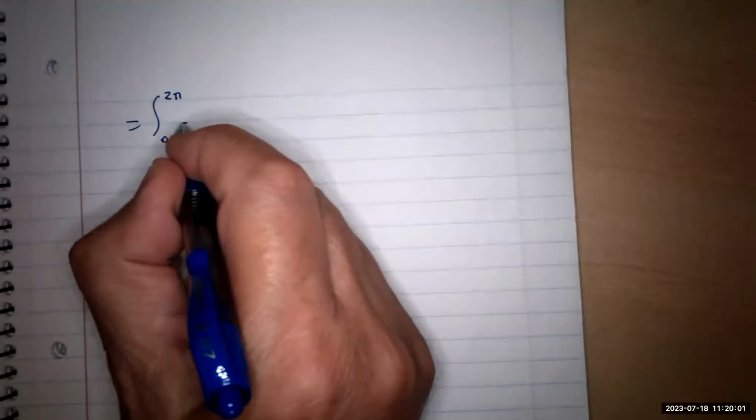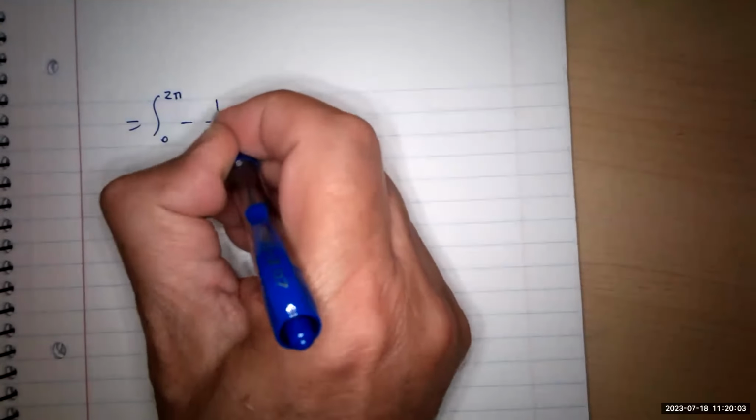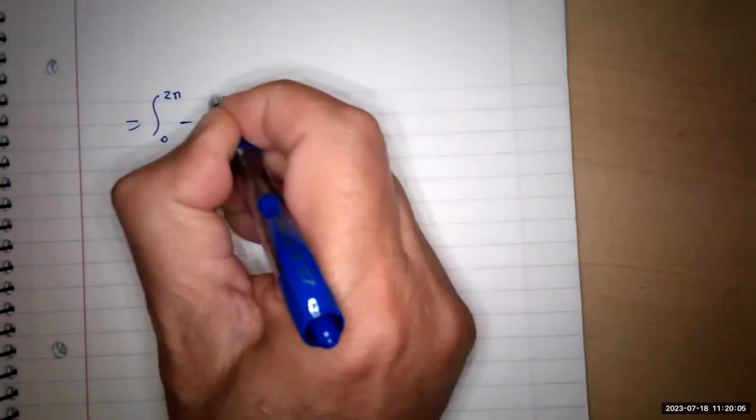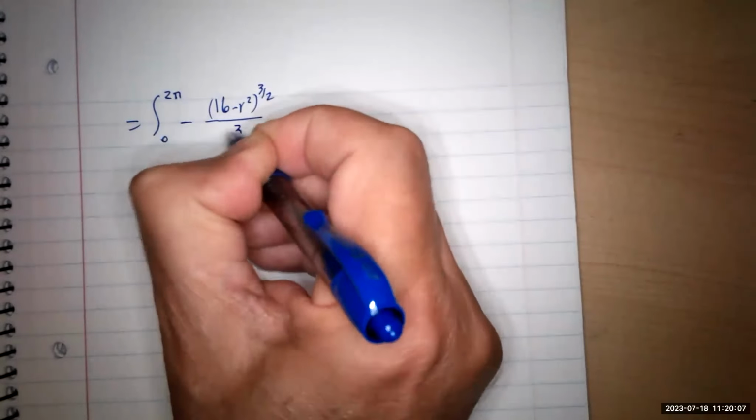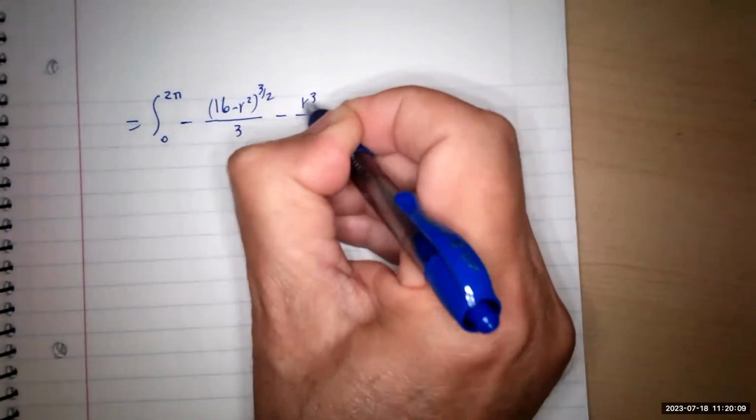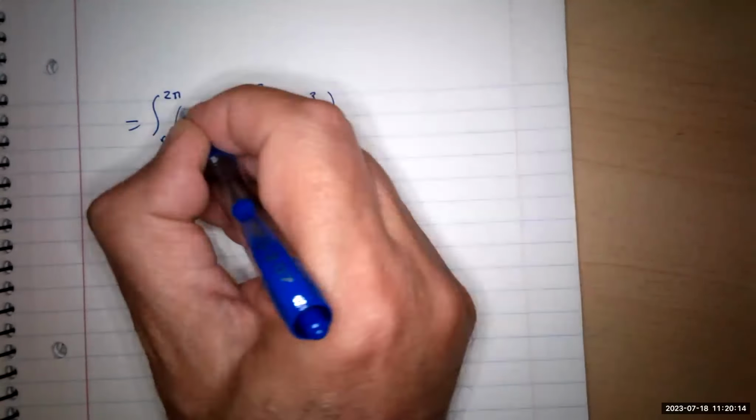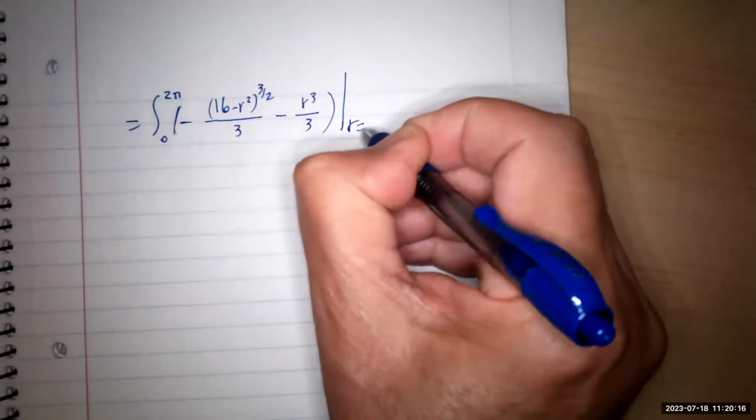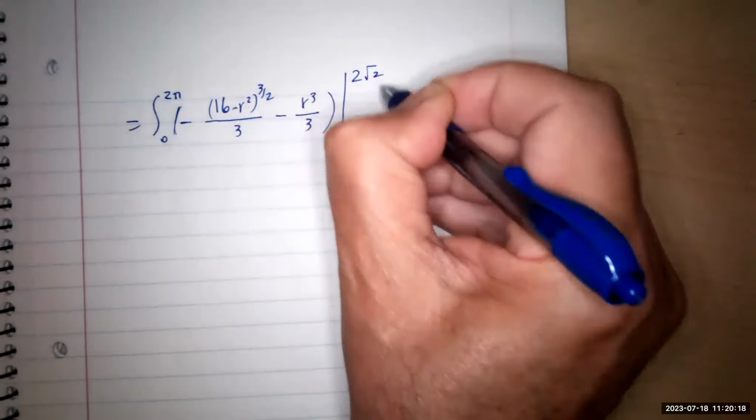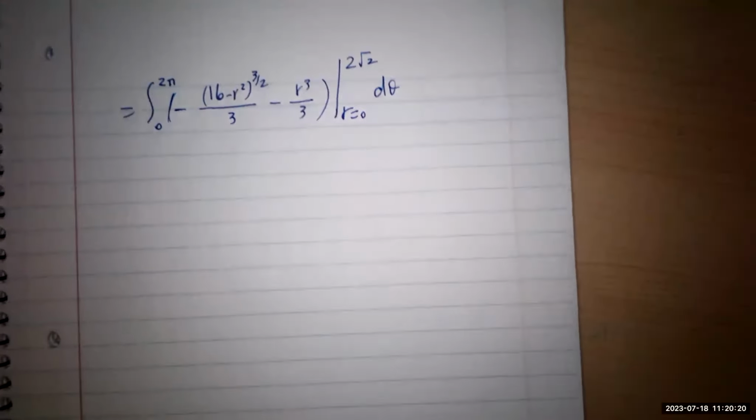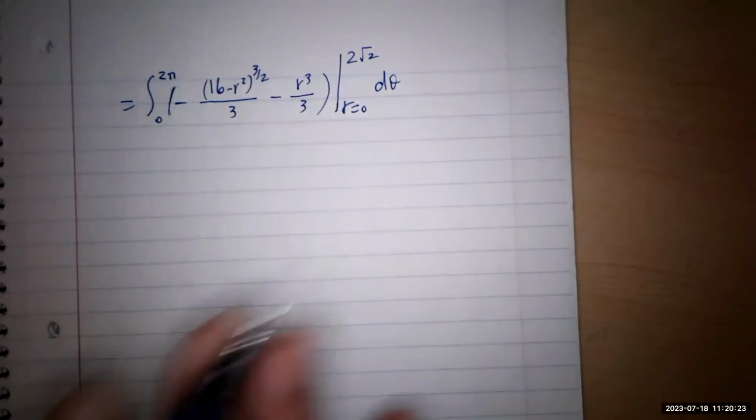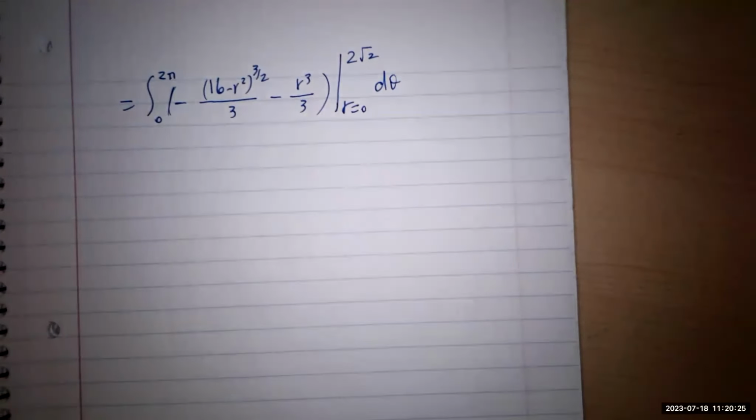Okay, so it's going to be equal to the integral from 0 to 2 pi. I have a negative, and here I have 16 minus r squared to the 3/2 over 3, and then the rest are going to be just the same. Now I'm going from r equal to 0 to 2 radical 2, then I come back. It's messy, but it can be fine.